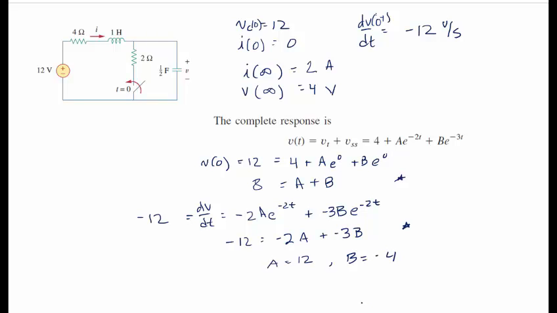And so now I can make the entire complete solution. V of t equals 4 plus 12 e to the minus 2t plus minus 4 e to the minus 3t. And I can get I of t if I want, because I of t equals C dv dt. So multiply times C and take the derivative of this, and you get the I of t.